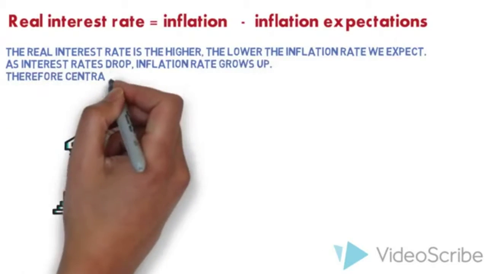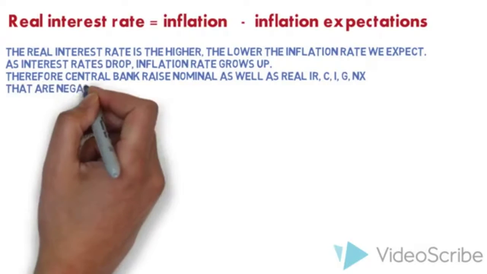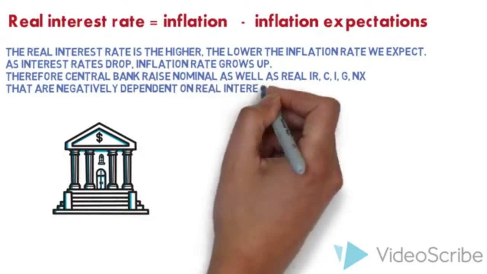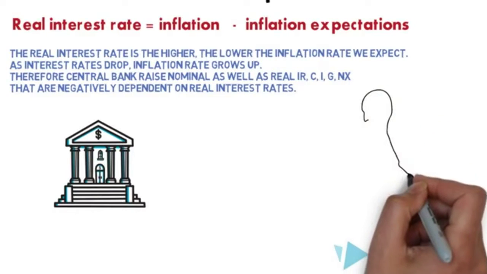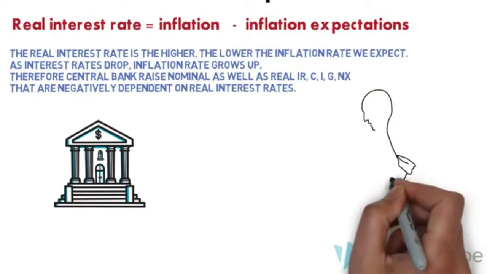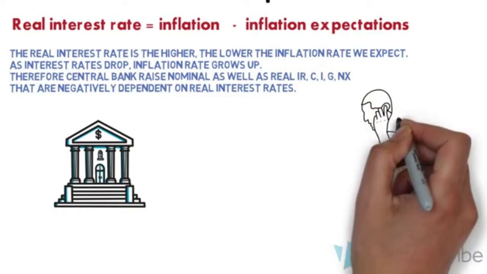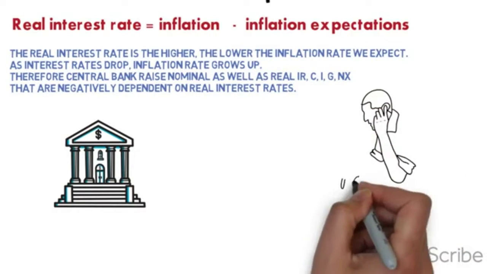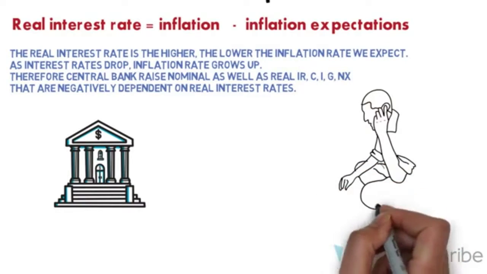Central bank raises nominal as well as real interest rates, as consumption, investment, government expenses, and net export are negatively dependent on real interest rates. Therefore, central bank increases interest rates to follow targets of their monetary policy. Growing inflation increases inflation expectation. Higher inflation because of production gap and economy above its potential influences expectations; companies, households, and government would all expect higher inflation in the future.